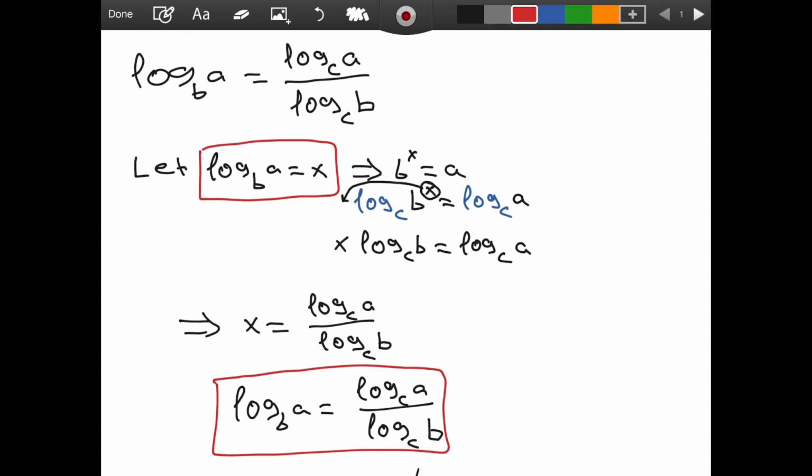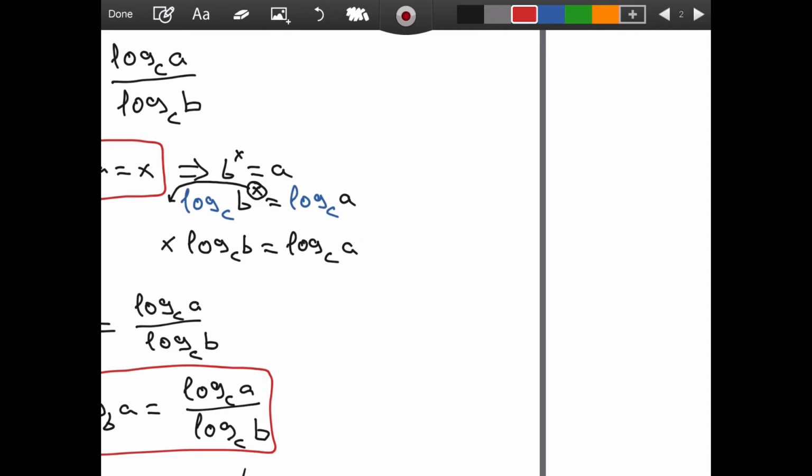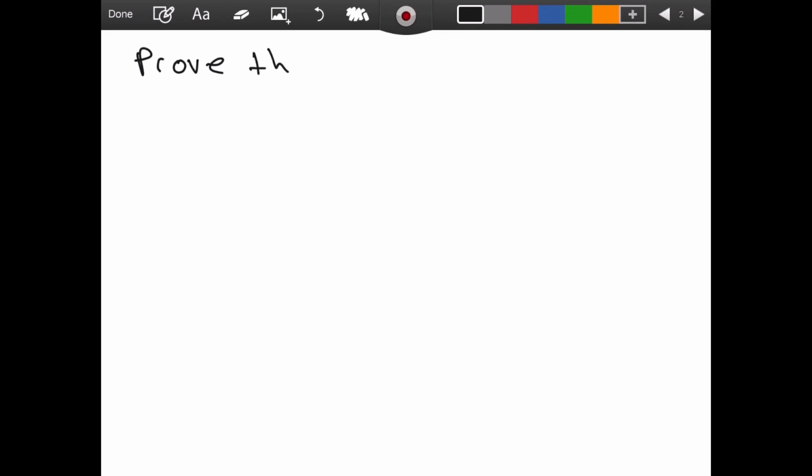And you might be wondering, okay, we proved this, but why would I ever need this? How can I use this? Well, let me show you an application of it. Let me use it to prove another thing. Okay, so if you were to be asked to prove that log base b of a is equal to 1 over log base a of b. Well, how could you prove this?